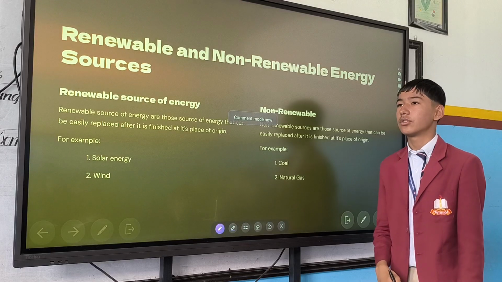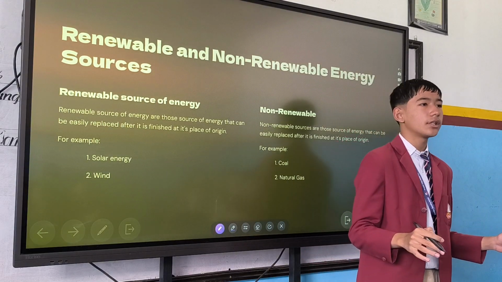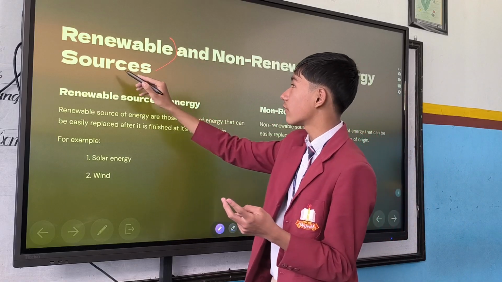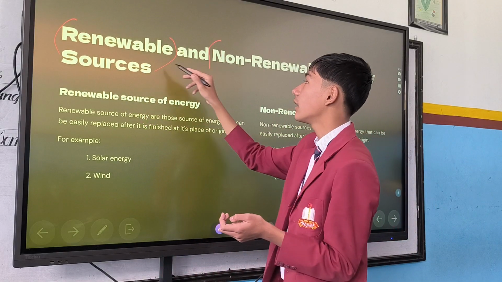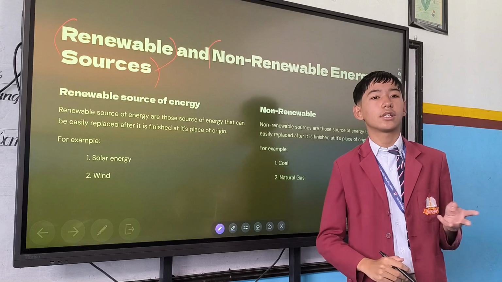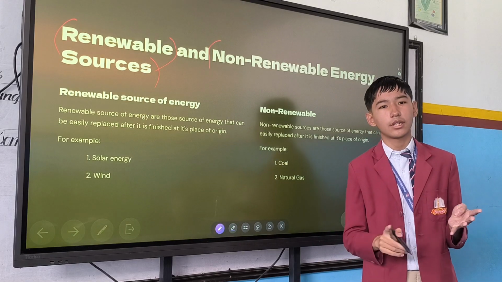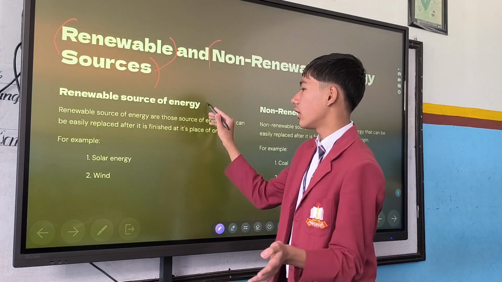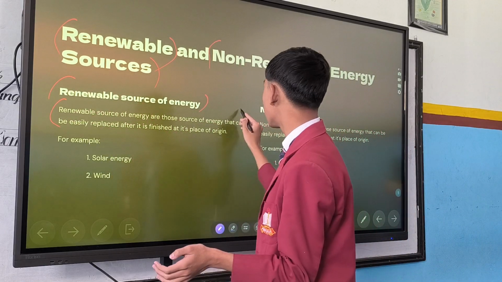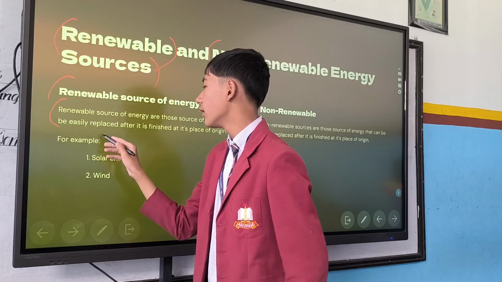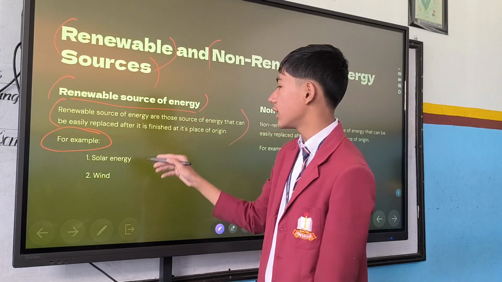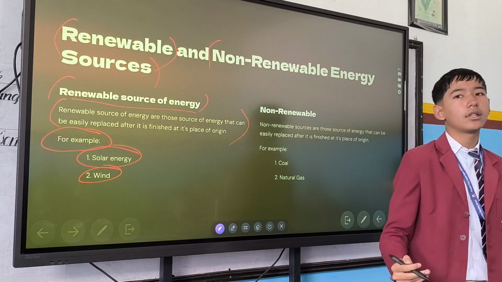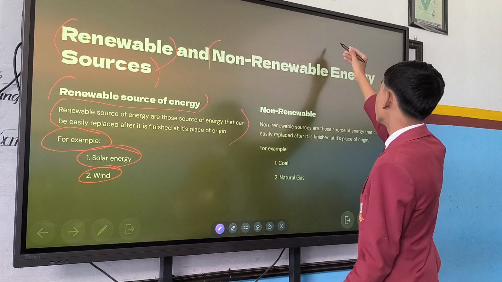The next topic is sources of energy. There are two sources of energy, as given: renewable sources of energy and non-renewable sources of energy. Renewable sources of energy are those which can be replaced easily after they are finished. It's the same as given here in the slides. Examples of renewable sources of energy are solar energy and wind energy.